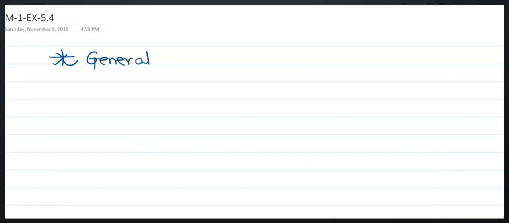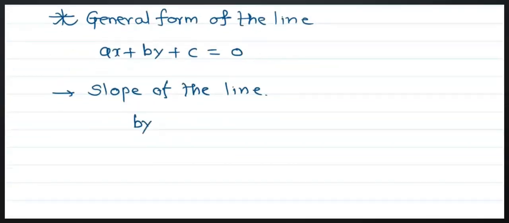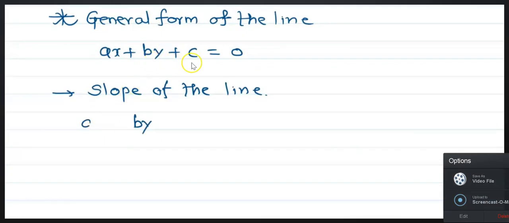Hello friends, now we'll start the last exercise 5.4. In this exercise, we'll see the general form of the line. The general form of the line is ax plus by plus c is equal to 0.